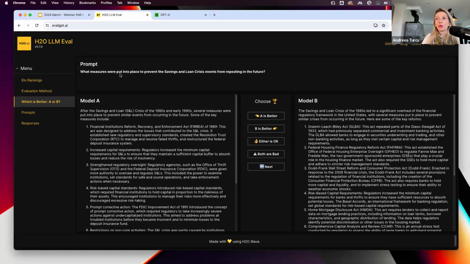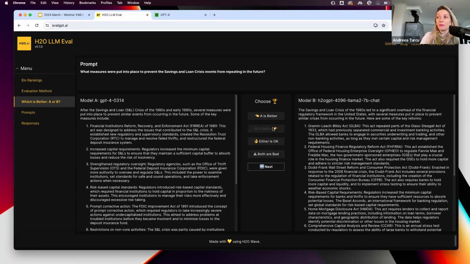So here, for example, we have a prompt out of the prompts that I presented to you earlier. The prompt asks a particular question: what measures were put into place to prevent the savings and loan crisis events from repeating in the future? And you have two models here, and this is the A/B testing phase. This method provides a systematic approach for comparing models' effectiveness across various tasks and scenarios. Based on your own knowledge and opinion with respect to the two models, you might select, for example, that B is better.